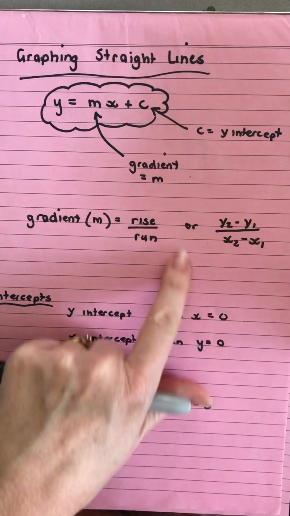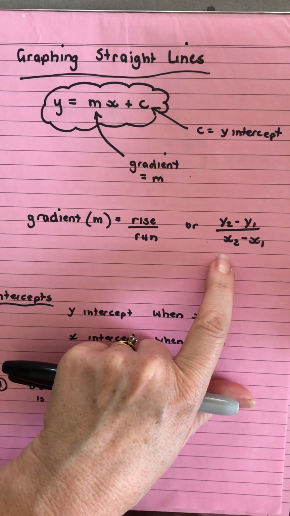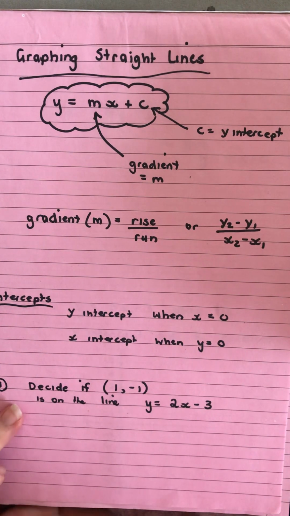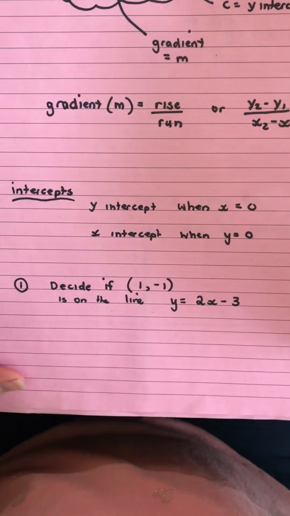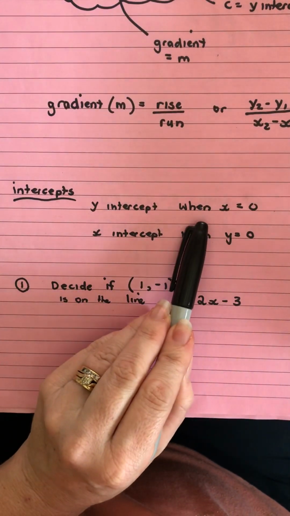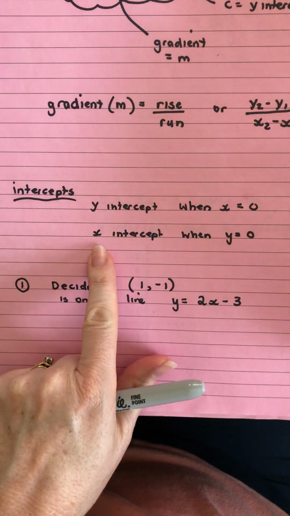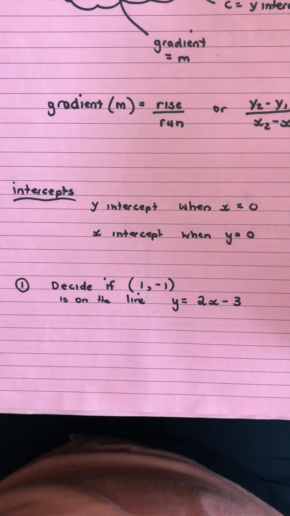If you're wanting to look at specifically finding the gradient, check out the video on finding the gradient between two coordinates, and that will help you out with that. When we talk about our intercepts, our y-intercept is when x equals 0, and that's where it's going to cut the y-axis. Then our x-intercept, when y equals 0, is where it's cutting the x-axis.